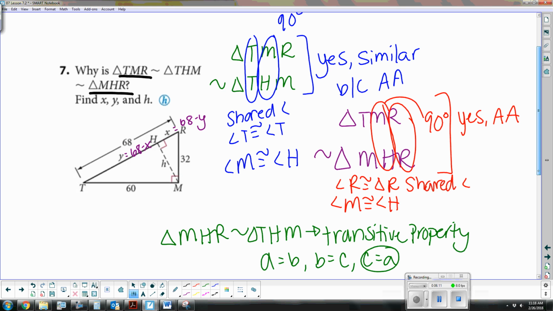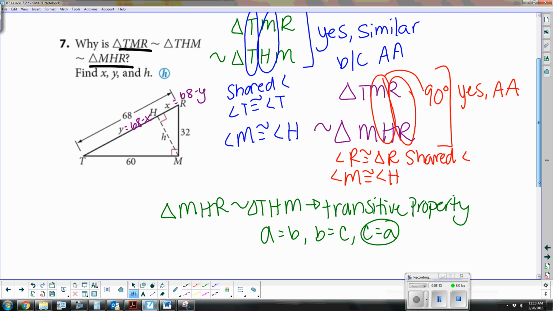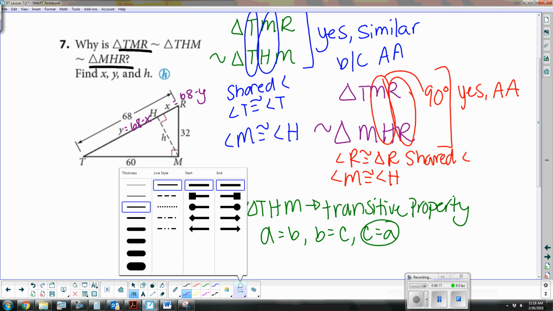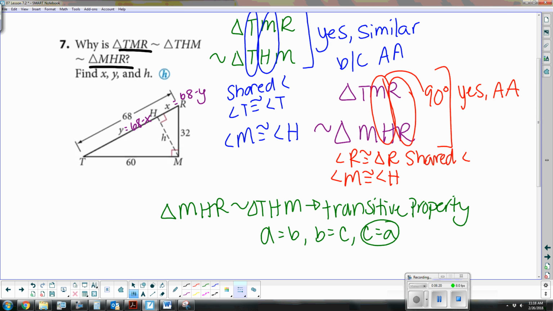So we're going to use that in order to look at corresponding sides. When we set up our proportions to look at corresponding sides, it's important to pay attention to the order of your similarity statements. So I'm just going to rewrite those so that they're all in order: TMR, THM, and MHR. So first I'm going to focus on these two, and I'm going to look for H. So I'm going to look for this segment, HM.